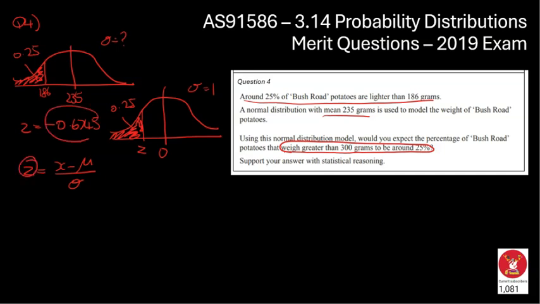So the first thing is I know my Z value, I've got it up here. So Z is going to be equal to negative 0.6745. That's going to be equal to X, which is up here. That was the original 186 given to us from our kind of 25% thing. We're going to minus the mean, which is 235, also given to us, and we're going to divide it by the standard deviation. So I'm just going to use a bit of algebra to figure this out.